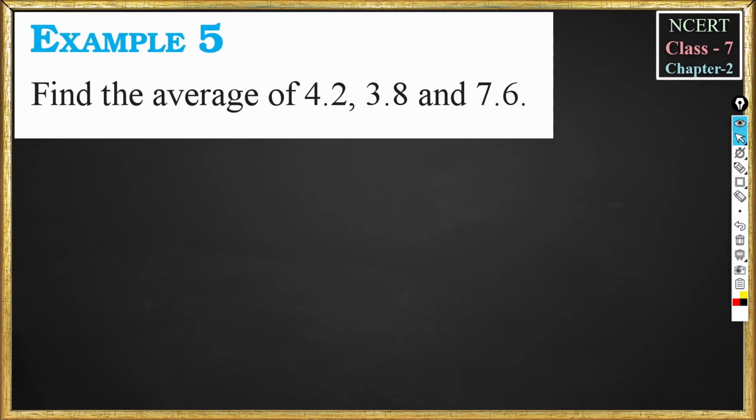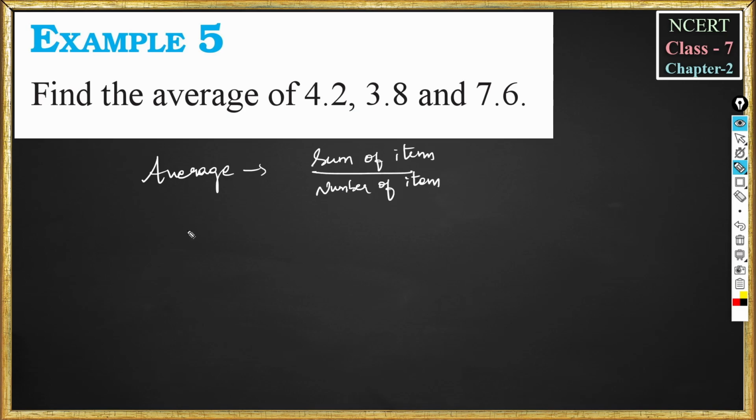Example 5. Find the average of 4.2, 3.8, 7.6. Generally, we take the average by calculating the sum of items divided by the number of items. So in the question, they have given 3 items. So the sum is equal to 4.2 plus 3.8 plus 7.6. So this becomes 4.2, 3.8 and 7.6. 2 plus 8 is 10, 10 plus 6 is 16, 6, carry 1. 1 plus 7 is 8, 8 plus 3, 11, 11 plus 4, 15.